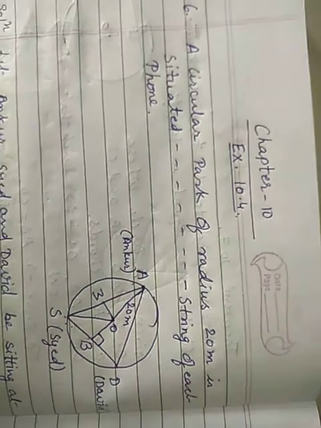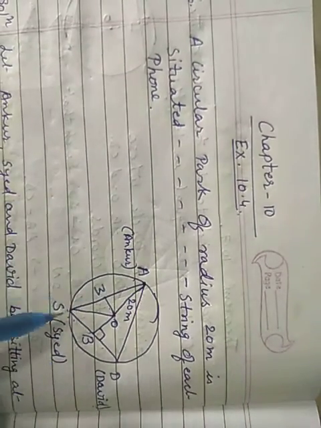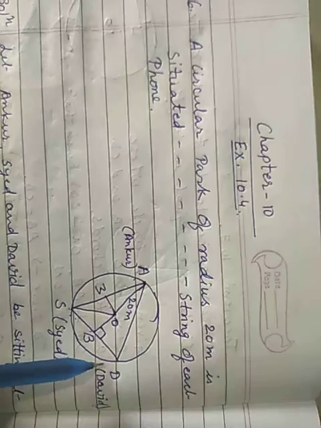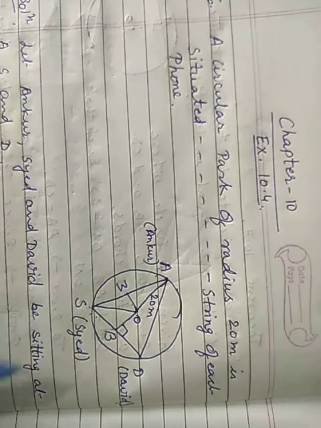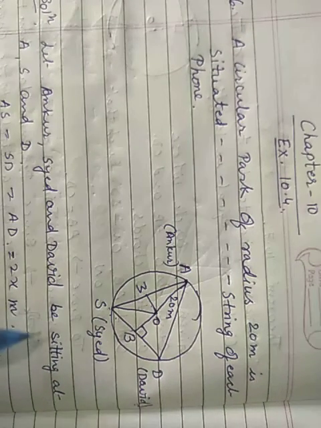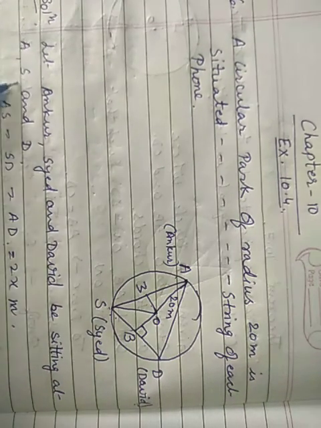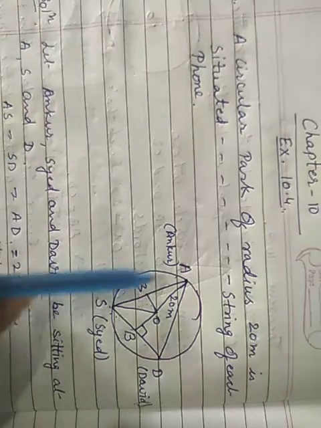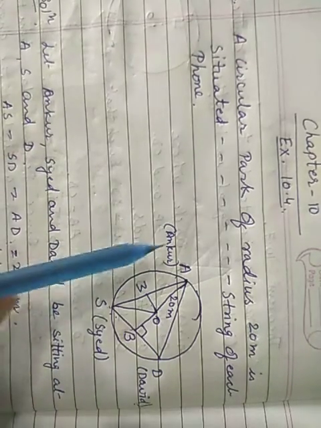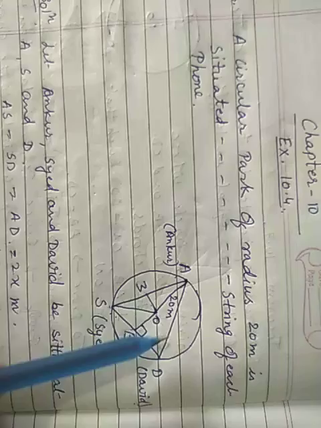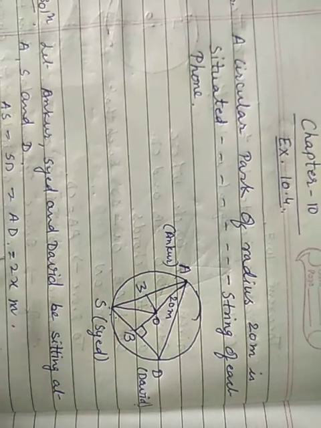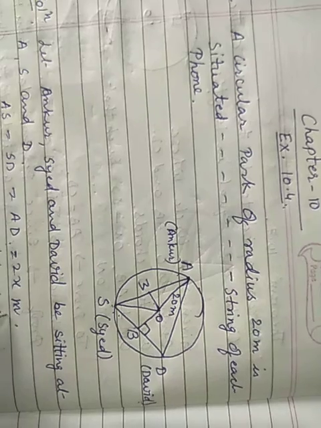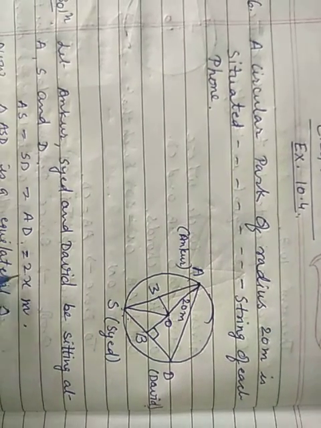See, this is a circular park, and in this park Ankur, Syed and David are sitting at equal distance. It means AS is equal to SD is equal to AD. Let Ankur, Syed and David be sitting at points A, S and D. So AS is equal to AD is equal to SD. Let us take it as 2x, the length we are assuming.